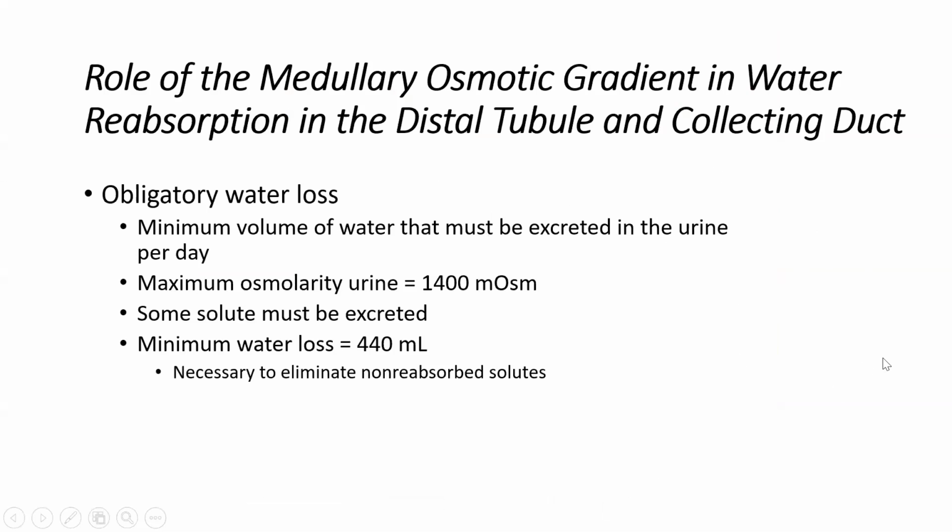Okay, bearing all of that in mind, we want to talk about the obligatory water loss. This is the minimum amount of water that you must excrete per day. So even in states of dehydration, the minimum water that you must excrete is 440 milliliters. We threw around that value a little bit earlier, but this is a better application of how we get that 440 milliliters. At a maximum osmolarity, your urine is 1,400 milliosmoles. At a minimum osmolarity, we saw that your urine is about 100 milliosmoles. So even during a state of absolute dehydration, in order to eliminate necessary toxins and waste products, you must eliminate at least 440 milliliters of water. That's called the obligatory loss.